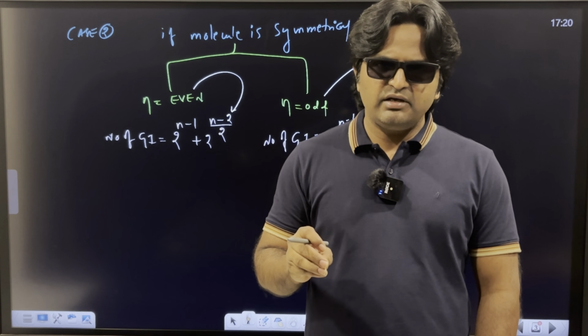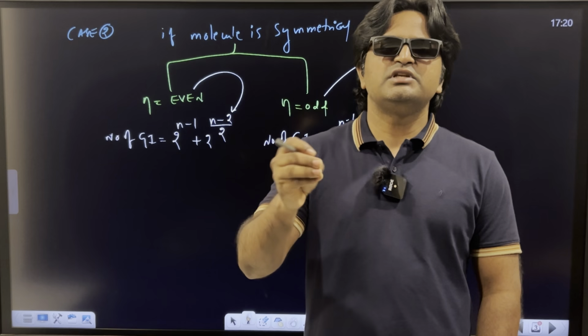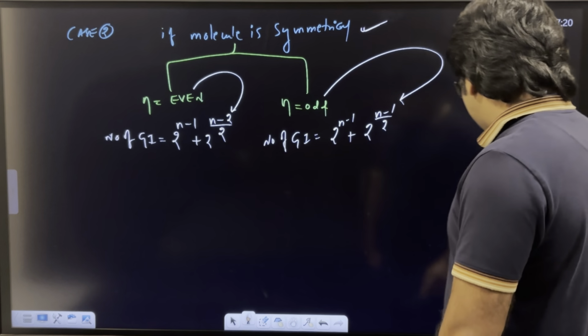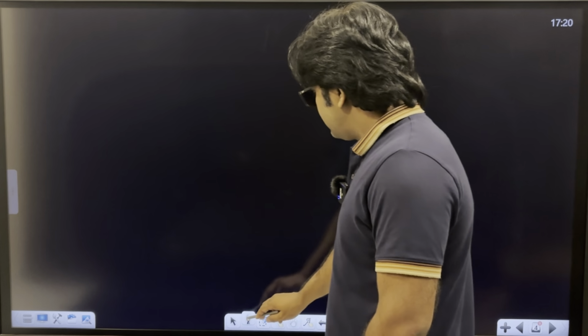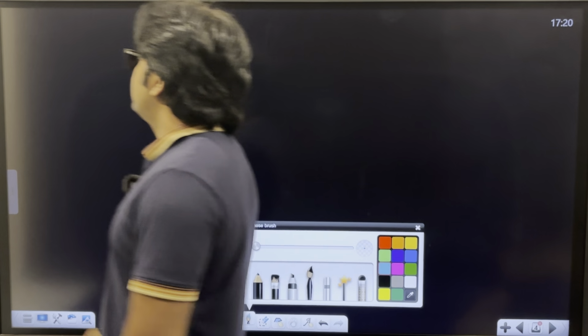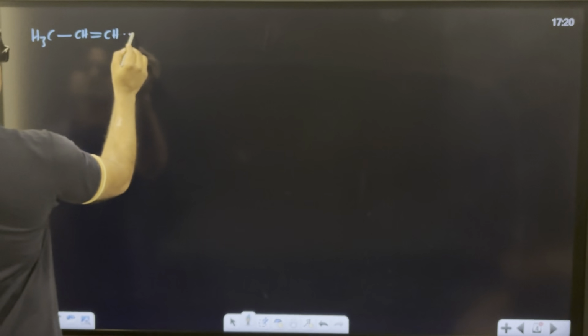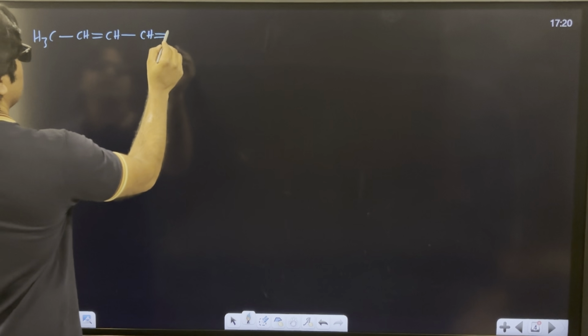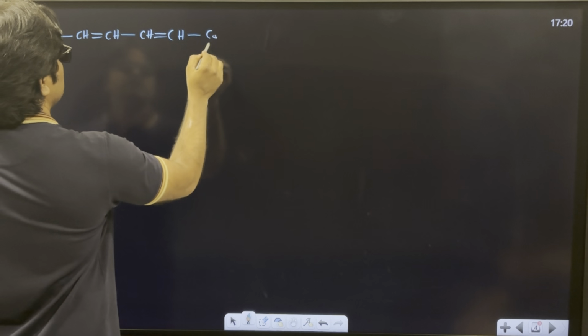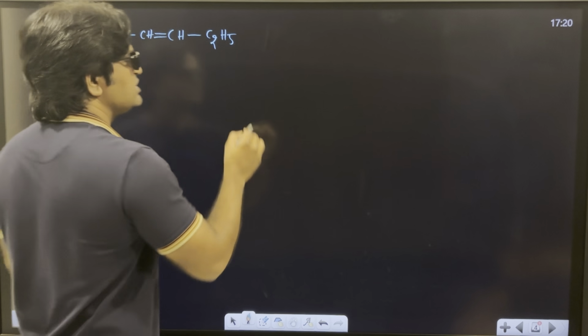First let me complete. Okay, so whatever the molecules which require these formulas. Now first example I am writing, first question, like CH3, next one CH double bond CH, next one CH double bond CH and C2H5. First I am giving an unsymmetrical molecule.